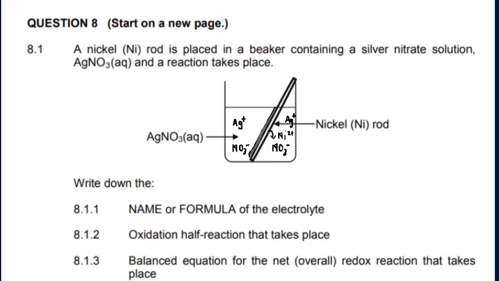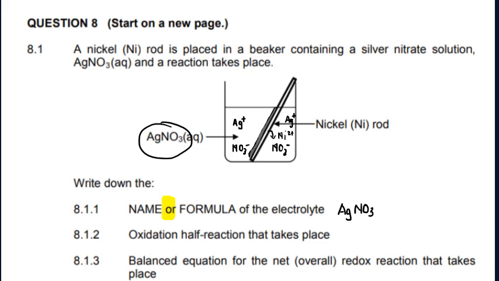So for question 8.1.1, again we have the instruction: write down the name or the formula of the electrolyte. Don't write both. The electrolyte is basically the substance or the liquid that can conduct electricity. In our case, that is this substance right over here, AgNO3, or silver nitrate solution.